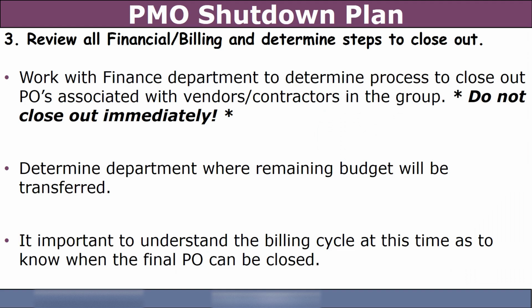So one of the first things you're going to want to do is work with your finance department, right? You want to determine the process of, how do I close out POs? It's not likely that a PMO will shut down right at the end of the fiscal year, right? And so you're going to have POs for vendors, you're going to have POs for contractors, right? You cannot close these out immediately. Just because your management has said shut down a PMO, do not close out your POs.